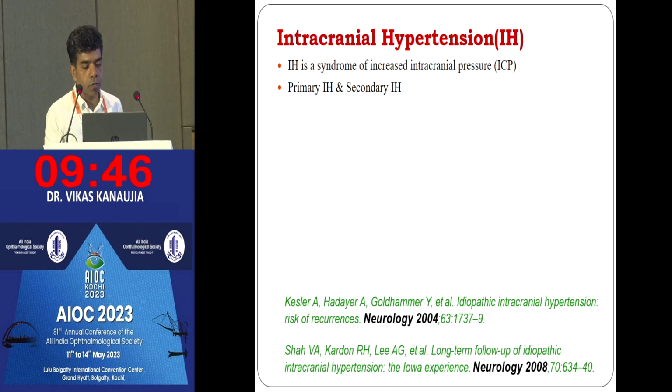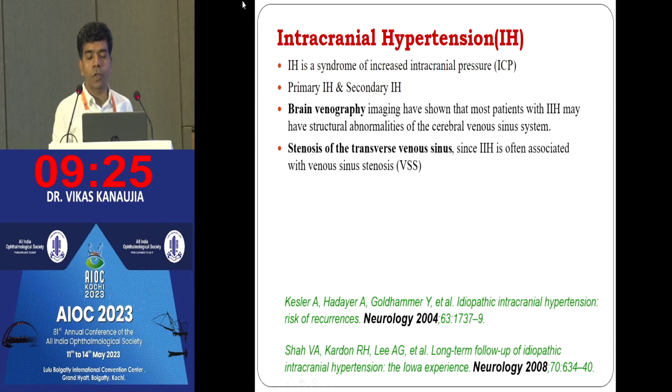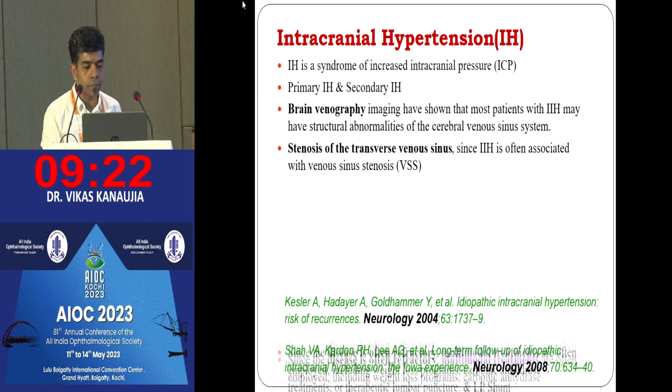There are 2 studies from Neurology 2004 and 2008, which depict that brain venography, because imaging is now emerging with newer diagnostic tools, has shown that most patients with IIH may have structural abnormalities of the cerebral venous sinus system. Of these, more prominent was the stenosis of the transverse venous sinus.